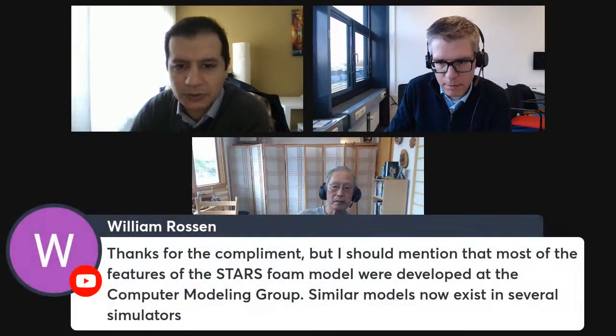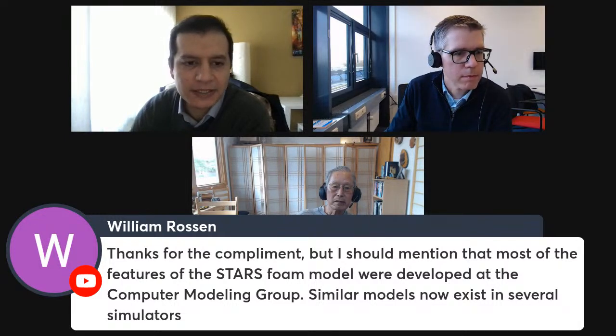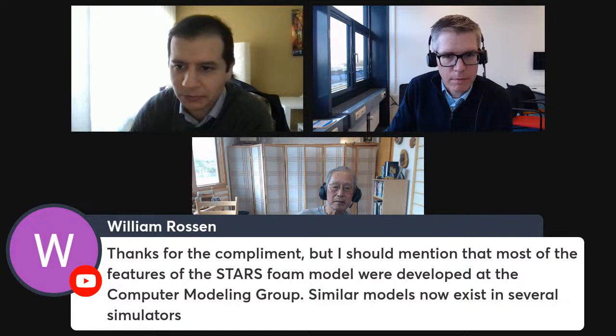I see. Well, Bill Rossen explains the capillary end effect as the extreme case for the permeability transition, but also adds to the compliment you gave him that he should mention his CMG colleagues, Computer Modelling Group in Calgary. They made a lot of contribution in putting these foam models into practice in reservoir simulation as well. So that was kind of a side note, and Bill says hi also from here to you.